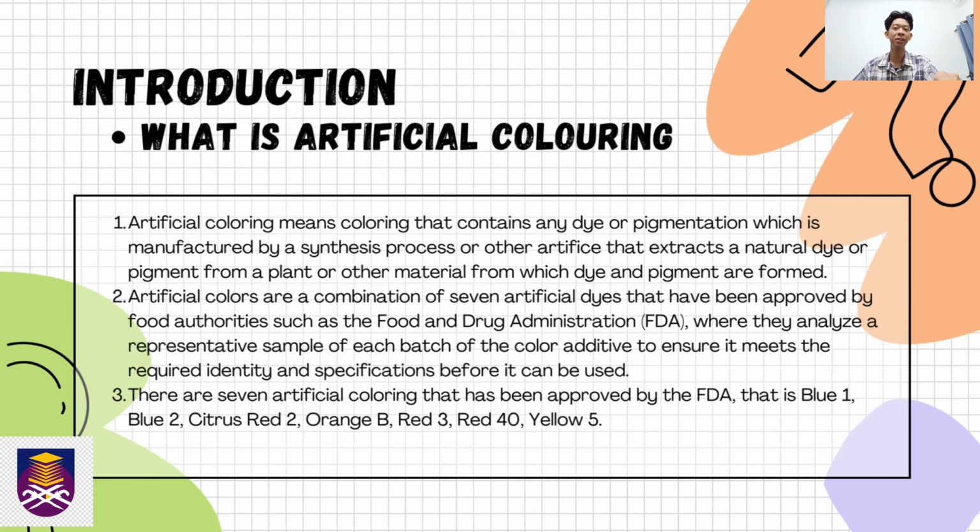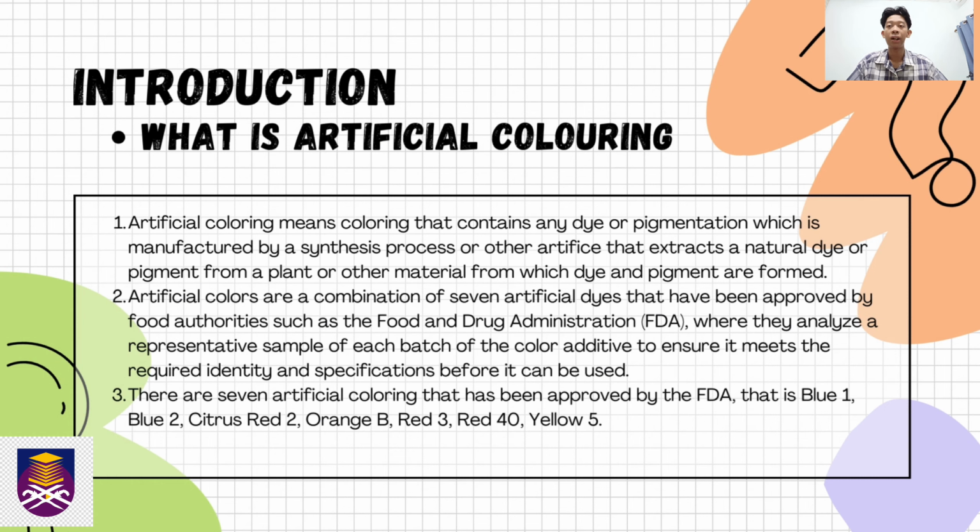So introduction, what is artificial coloring? Artificial coloring means coloring that contains any dye or pigmentation which is manufactured by a synthesis process or other artifice that extracts a natural dye or pigmentation from plants or other materials, where dyes and pigments are formed, such as chlorophylls from plants that are produced by the photosynthesis process.